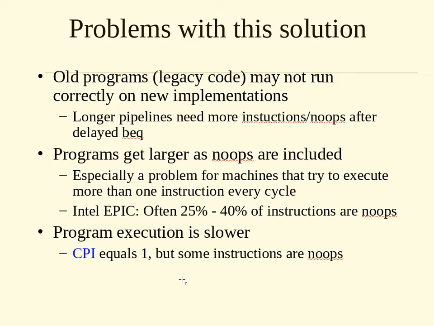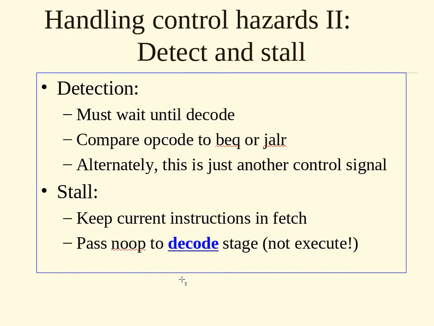Well, now we're back to our old programs no longer operating because we have to recompile all the code, so people don't want to buy your processor. You now have a bunch of no ops in your code, like the Intel Epic had 25-40% extra no ops. And your CPI does technically equal 1, but that's cheating because a lot of your code is no ops. So in other words, avoiding the problem is a terrible solution.